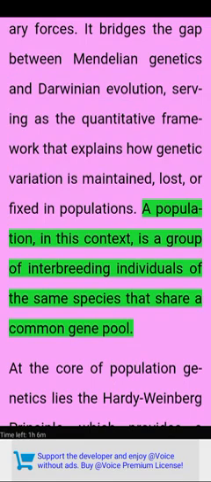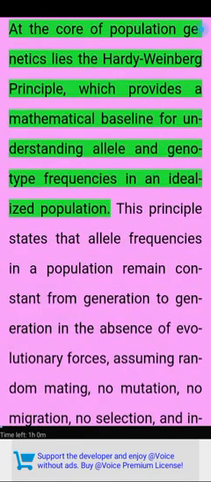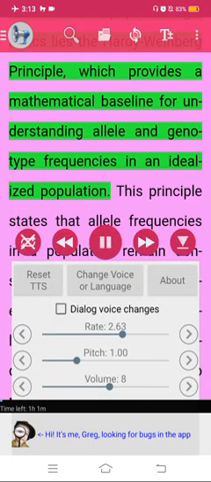A population, in this context, is a group of interbreeding individuals of the same species that share a common gene pool. At the core of population genetics lies the Hardy-Weinberg principle, which provides a mathematical baseline for understanding allele and genotype frequencies in an idealized population.